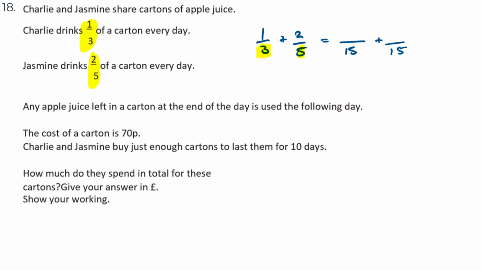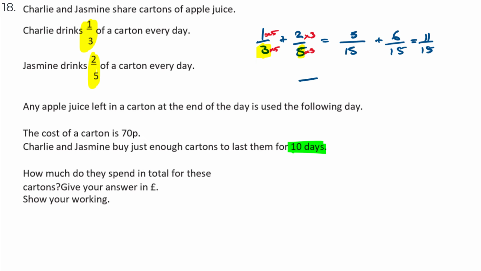So let's convert them both into 15ths. Now 3 goes into 15 5 times, and 5 goes into 15 3 times. So that's going to give me 5 15ths and 6 15ths, and that altogether is 11 15ths. So they're drinking 11 15ths of a carton every day. Now how many days are we doing this for? We're doing this for 10 days. So how many cartons is that altogether?